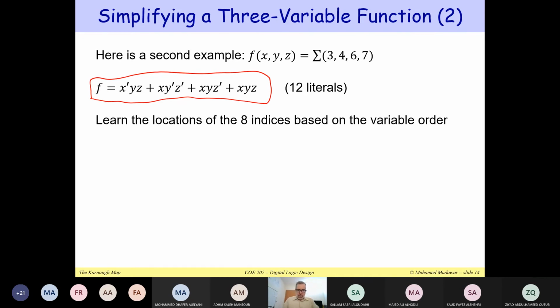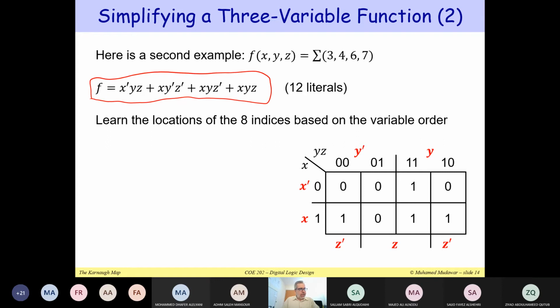So the first thing to do is to draw the Karnaugh map and learn the locations. So this must be minterm 3, so I'm going to write here M3. This is M4. This is M6 here. And this is M7. So you have to learn where they are located inside the Karnaugh map. Again, 1, 1 appears before 1, 0, so we go from 0, 1 to 1, 1 to 1, 0. Okay, in this order, the columns. So you have to learn where your minterms are inside the Karnaugh map.